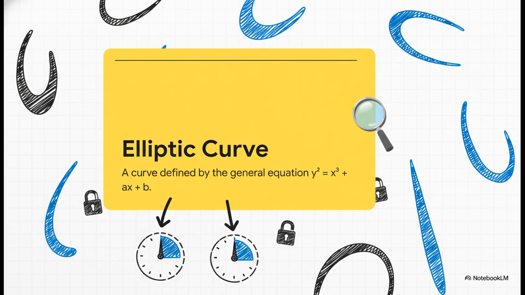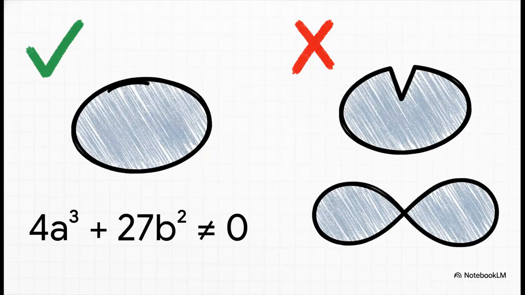And this is the blueprint for all of them. It might look simple, but just by changing those A and B values, you can create a whole universe of different curves, each with its own unique shape, kind of like the ones we just saw. Now, there is one critical rule that every single one of these curves has to follow. This formula you see here, it can't equal 0. And all that rule does is make sure the curve is smooth. No sharp points, no places where it crosses over itself. And that smoothness is absolutely essential for the weird math we're about to perform on it.